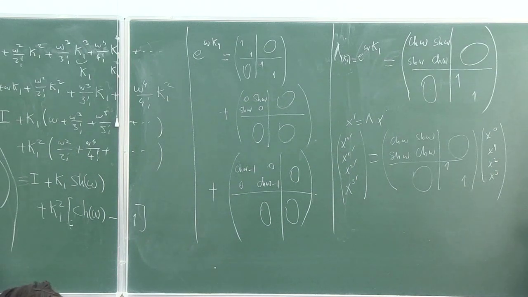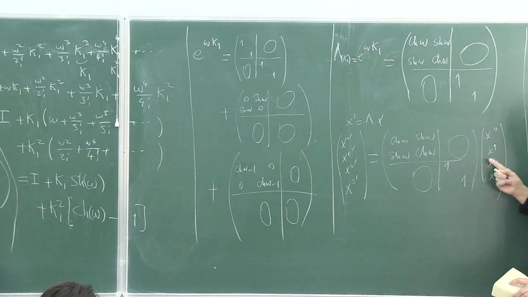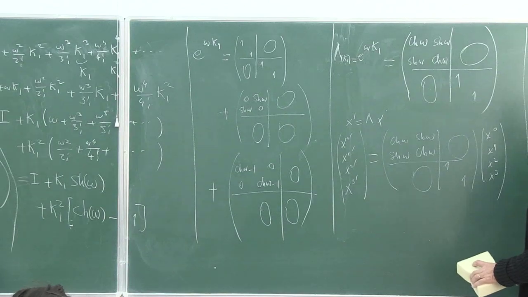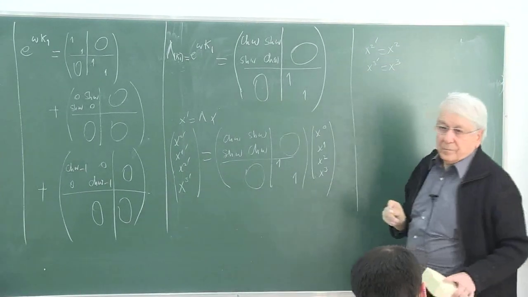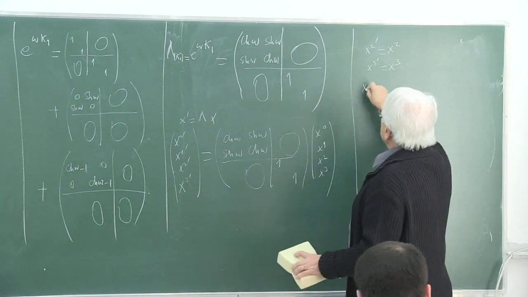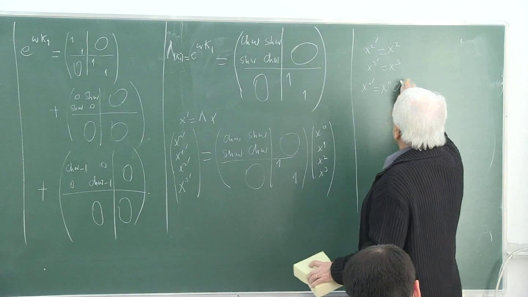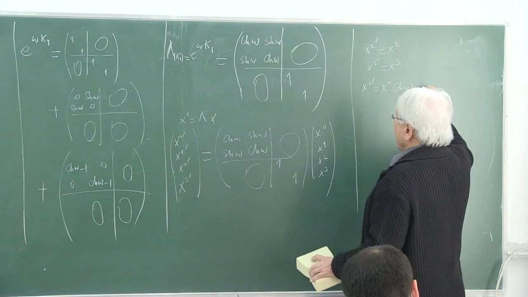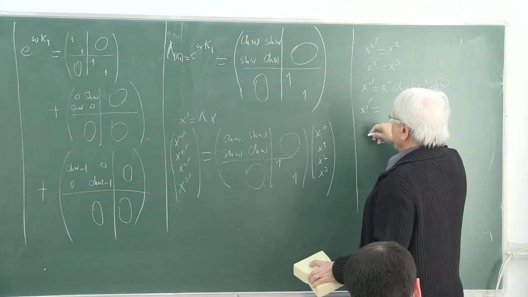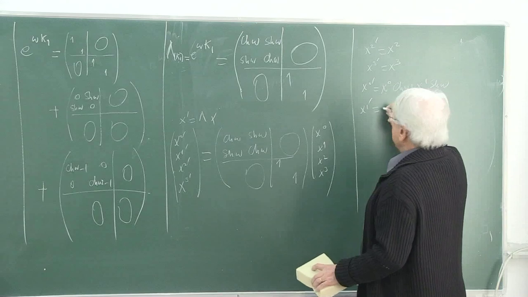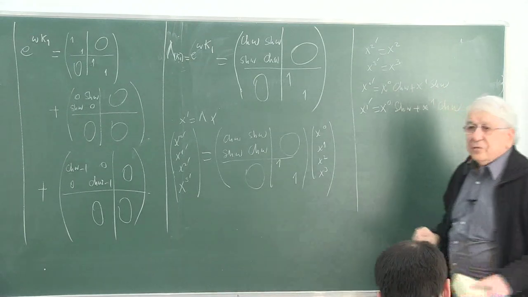So at the end of the day, what is it? Notice that the 2 and 3 are not affected because 2 and 3 are multiplied by that identity. Let me write it on top. X2 prime is the same as X2, X3 prime is the same as X3. And what about the rest? The rest is X0 prime: for aesthetic reasons, first X0 cosine hyperbolic omega plus x1 sine hyperbolic omega. X1 prime is x0 sine hyperbolic omega plus x1 cosine hyperbolic omega. So that's the transformation that I have obtained.